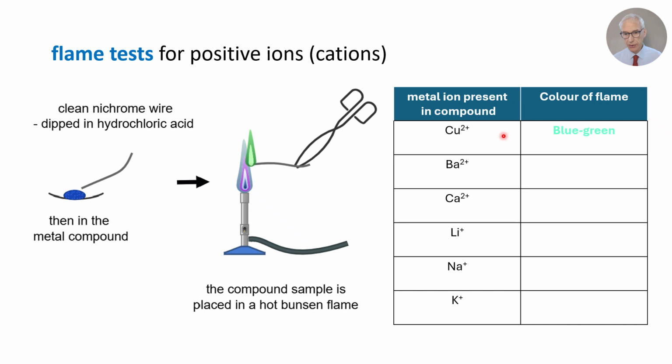It might be worth just trying to recall them before revealing, so you might want to pause and try recalling. Barium, light green, calcium, orange-red, lithium, red, sodium, yellow, potassium, lilac. Now, if you're not sure about any of those, replay the slide and test your recall until you are exactly word perfect.